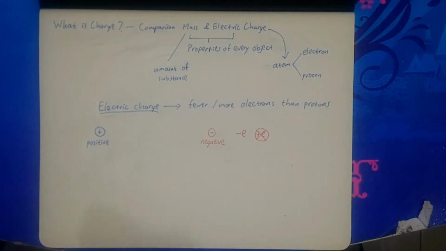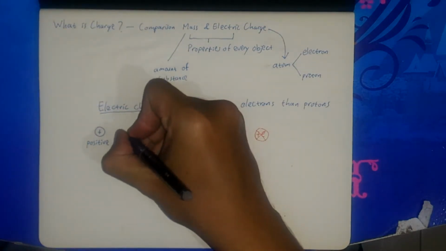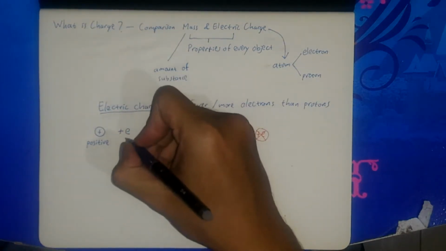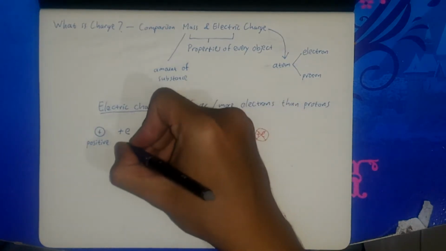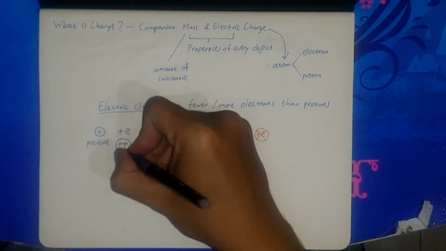Then, the charge of a proton, instead of writing it as positive p, we will just write it as positive e, since proton and electron actually have the same amount of charge, just a different kind.